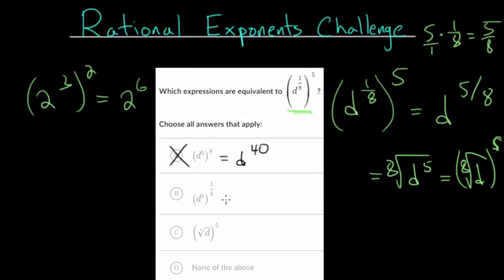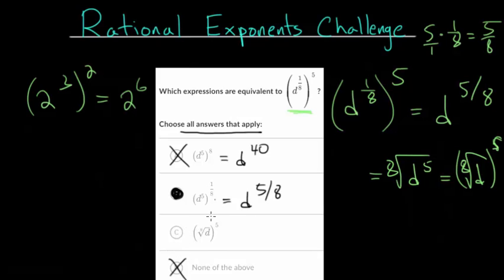But this one right here, an exponent to an exponent, we have 5 times 1/8, which we've already done. This will simplify to d to the 5/8 power. And so B is a correct answer, but in this one, you want to choose all the answers that apply. So since we found one that's right, we know it's not none of the above.